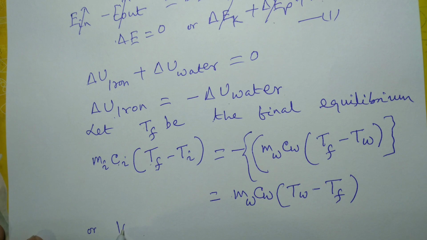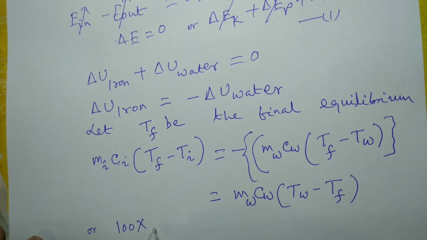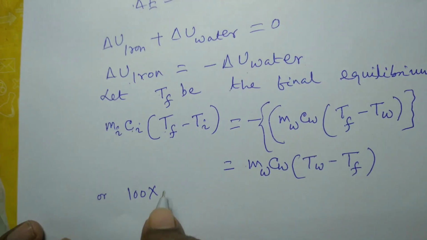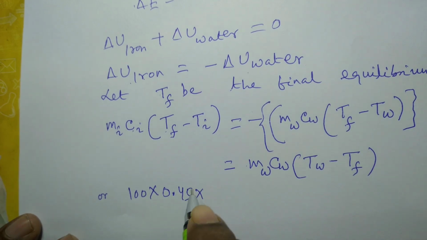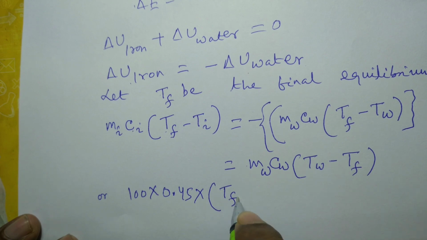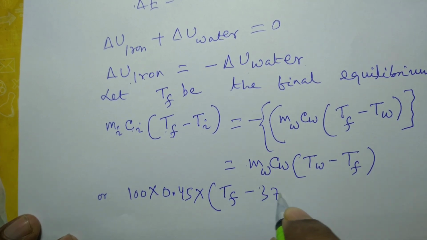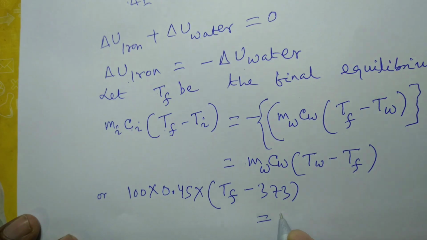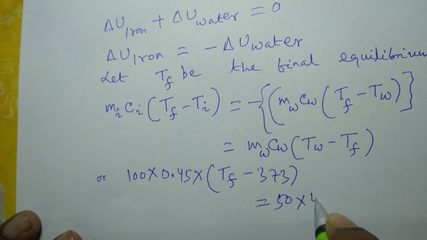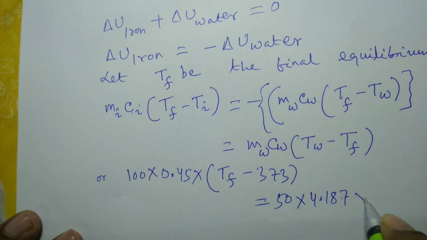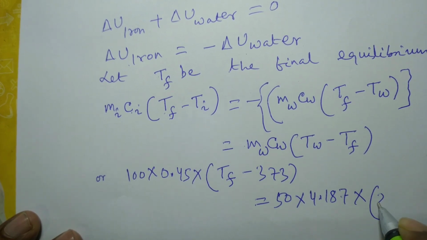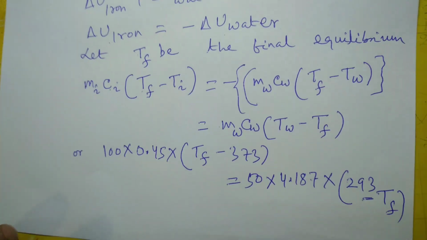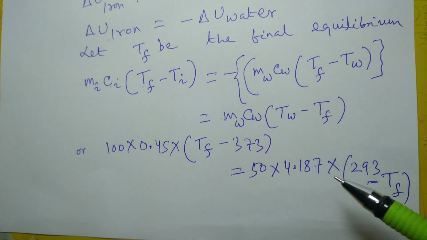On equating this, the mass of iron is 100 kg, so 100 into the specific heat of iron, 0.45, multiplied by Tf minus Ti, which is 373, is equal to Mw, the mass of water, 50 kg, and the specific heat of water is 4.187, multiplied by 293, the temperature of water in Kelvin, minus Tf. On equating this, we can find Tf.